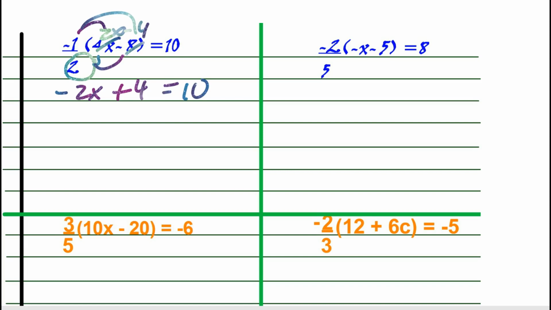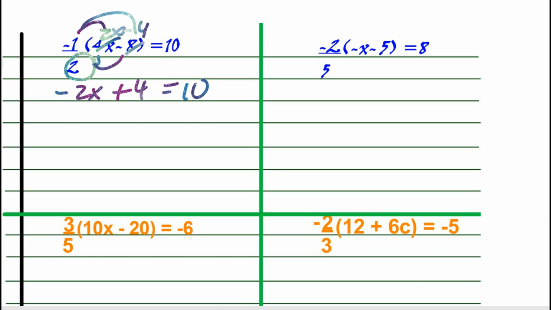Y'all see what I did there? If you don't know what I did there, basically I took half of 4 and half of 8, and then I multiplied it by negative 1. This works when the denominator goes into both of the numbers that you're distributing to. Some of y'all will be like, well, Mr.